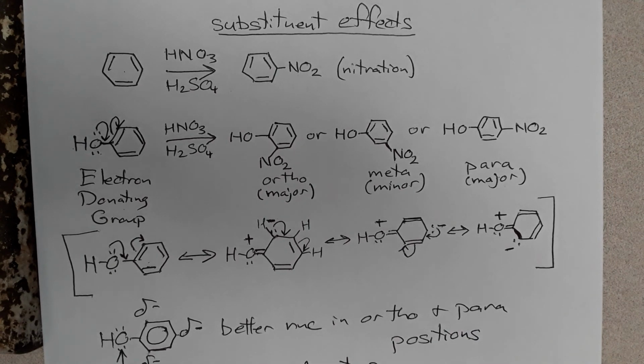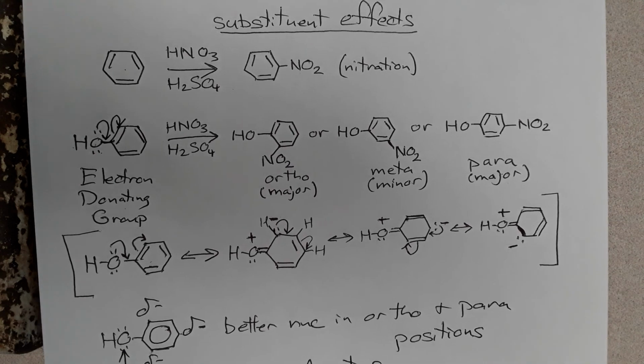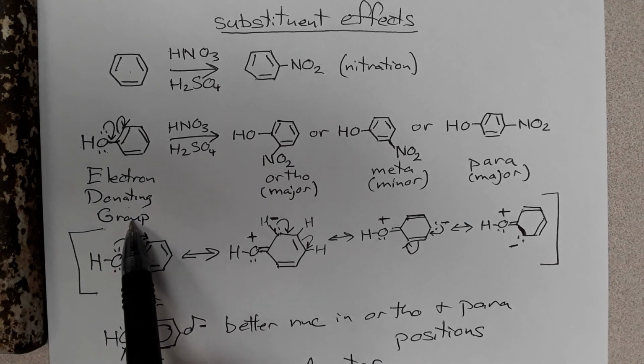Okay, in the next video we will look at what happens if we have, instead of an electron donating group on the ring, an electron withdrawing group on the ring.